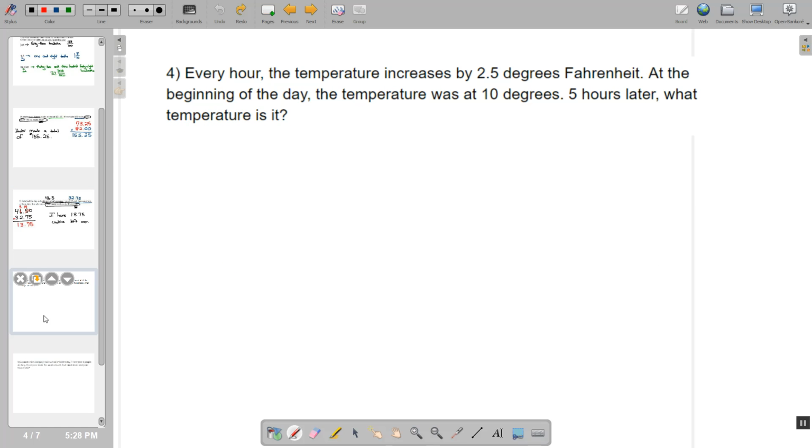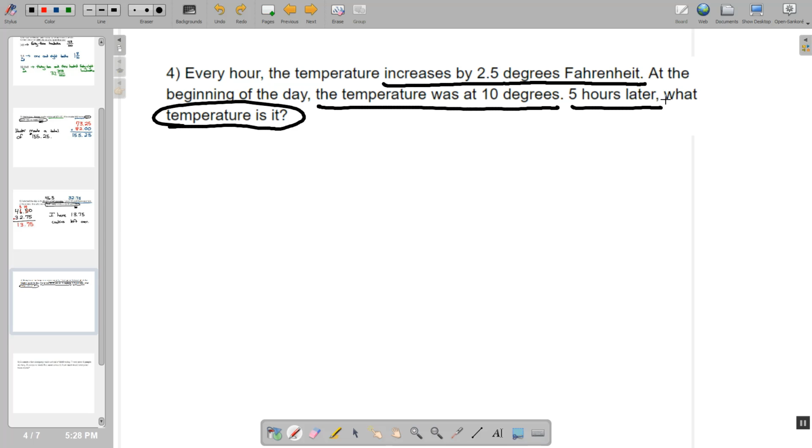Every hour, the temperature increases by 2.5 degrees Fahrenheit, or 2 5/10 degrees Fahrenheit. At the beginning of the day, the temperature was at 10 degrees. 5 hours later, what temperature is it? So this one looks to be, we got a couple steps on this one. The first thing we have to do is figure out if the temperature goes up 2.5 degrees each hour, how much does it go up after 5 hours?